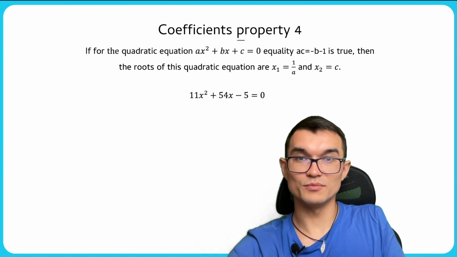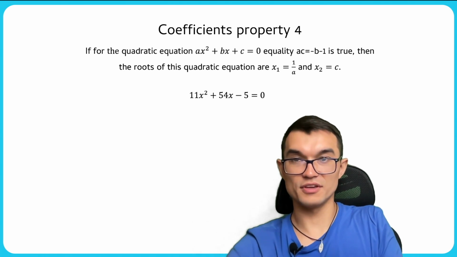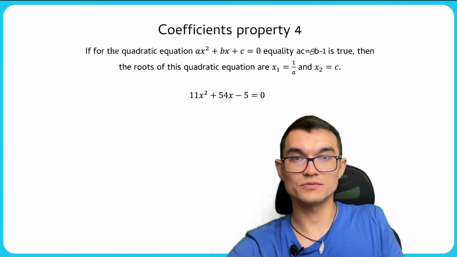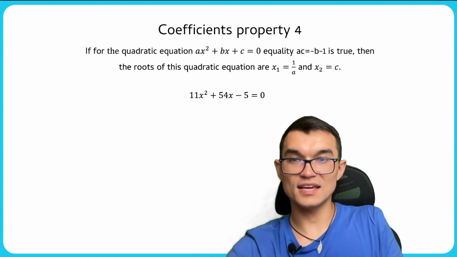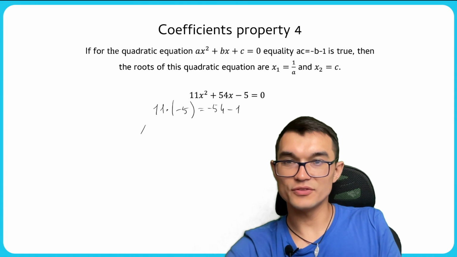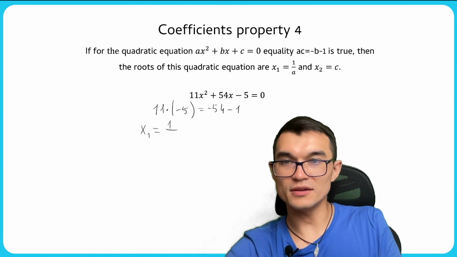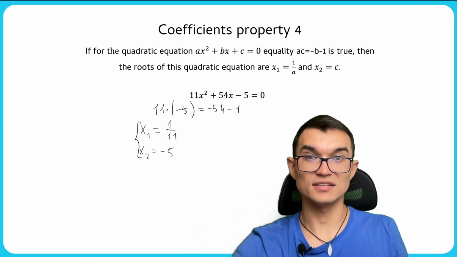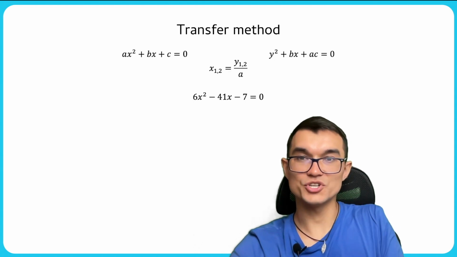And here are the roots of the equation. Property number 4 looks similar. If for the quadratic equation the equality AC equals minus B minus 1 is true, then the roots are 1 over A and C. In that case, I've got 11 times minus 5 equals minus 54 minus 1, which means that the roots are 1 over A, or 1/11, and C, or just minus 5. Here's the answer.